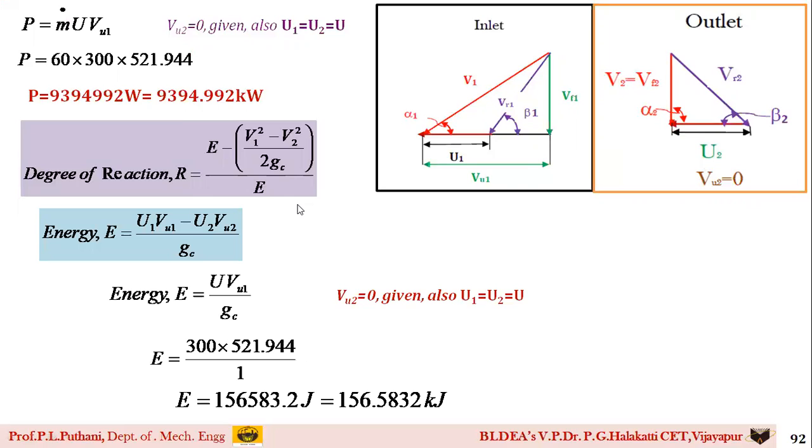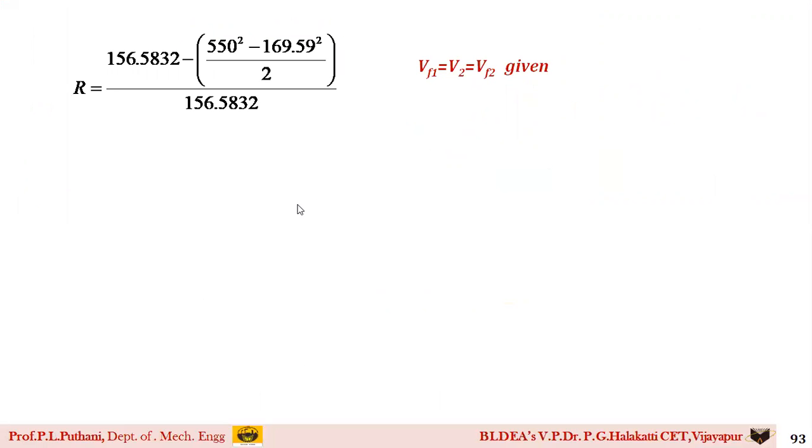So I got the value of V in terms of kilojoules. Similarly, I find the value of R, and on substitution and simplification, I get the value of degree of reaction as 0.1258.